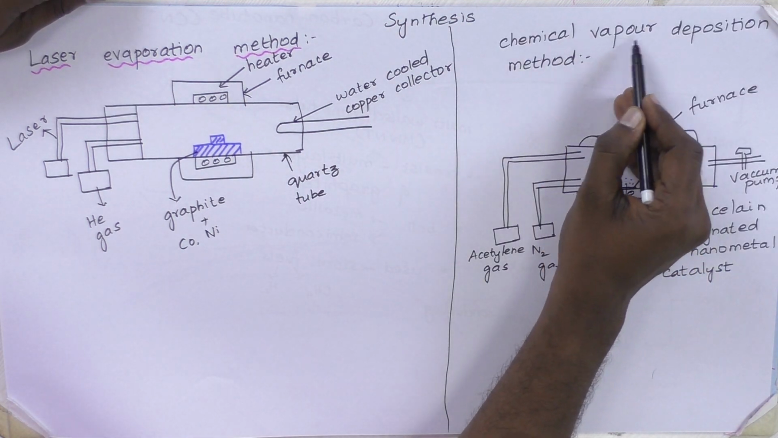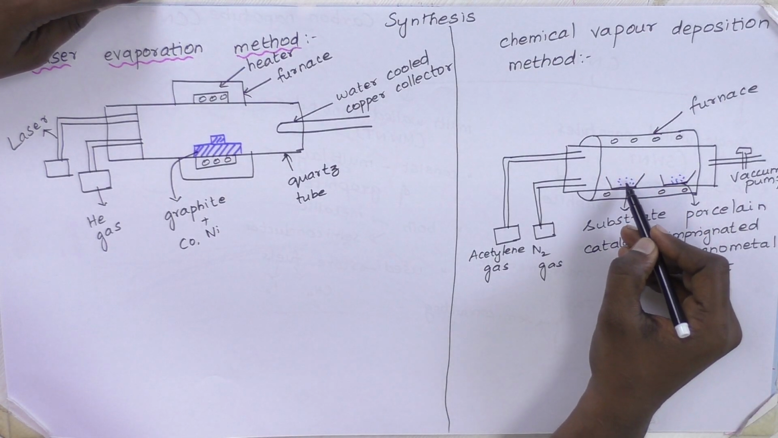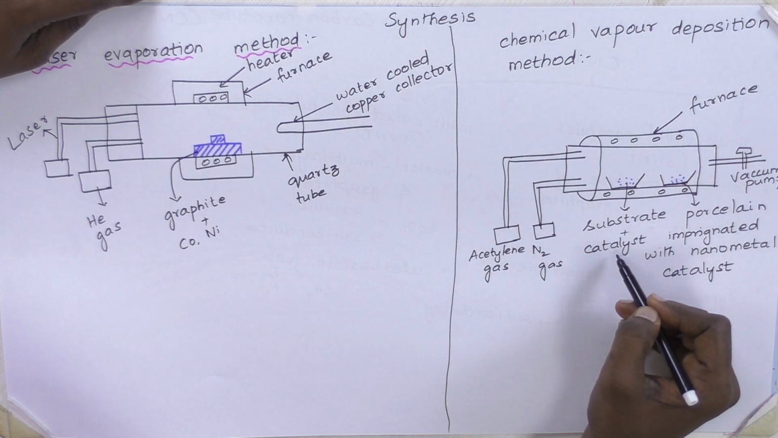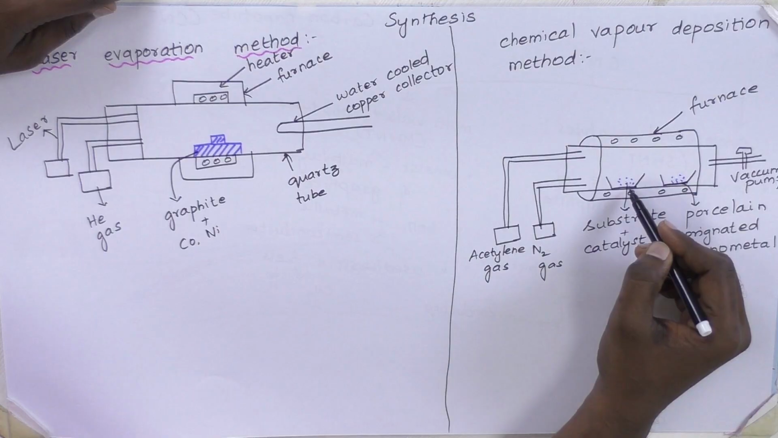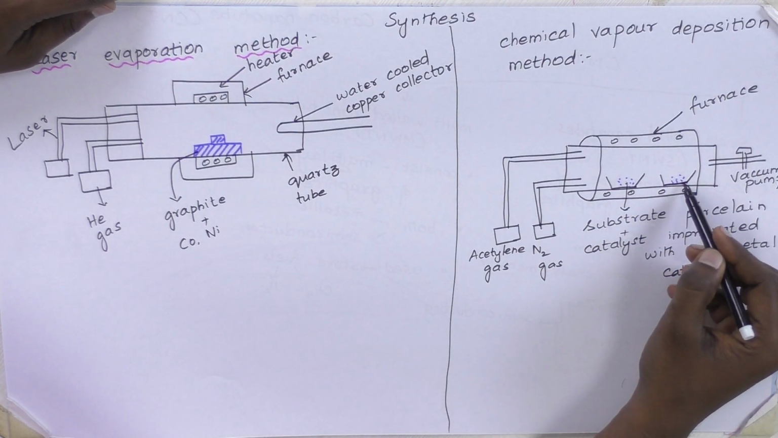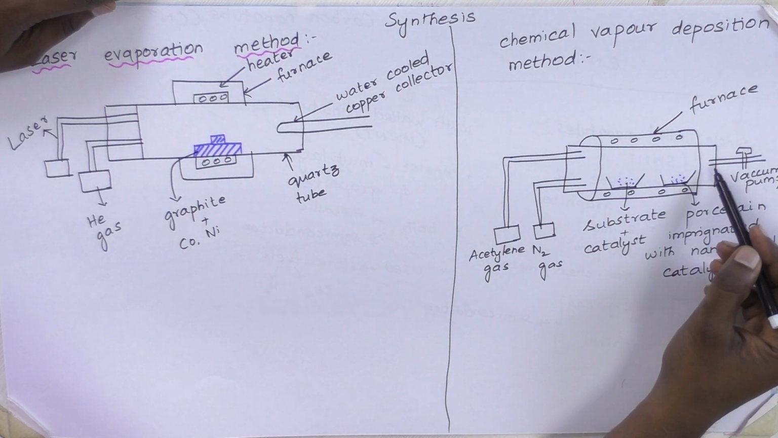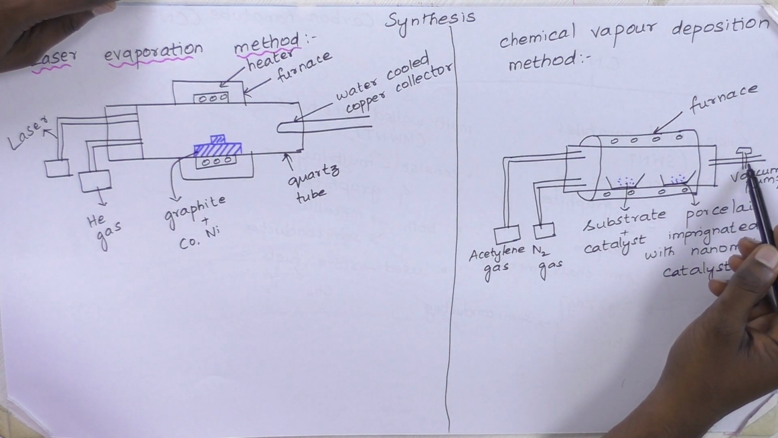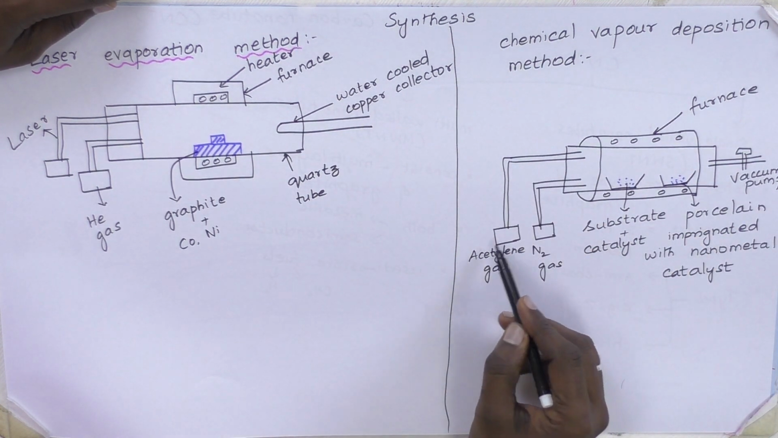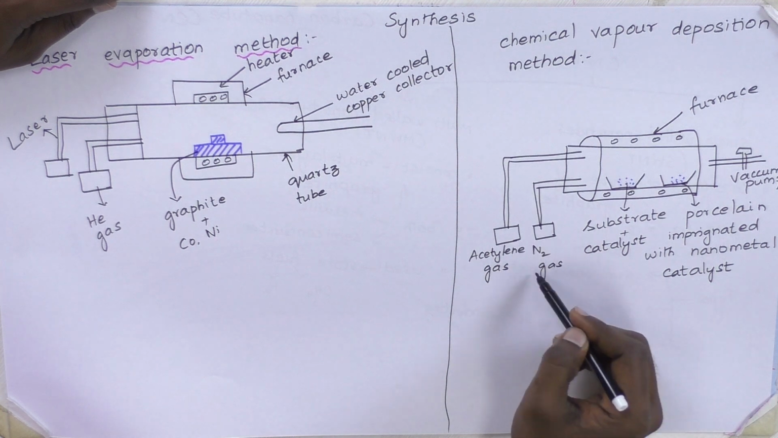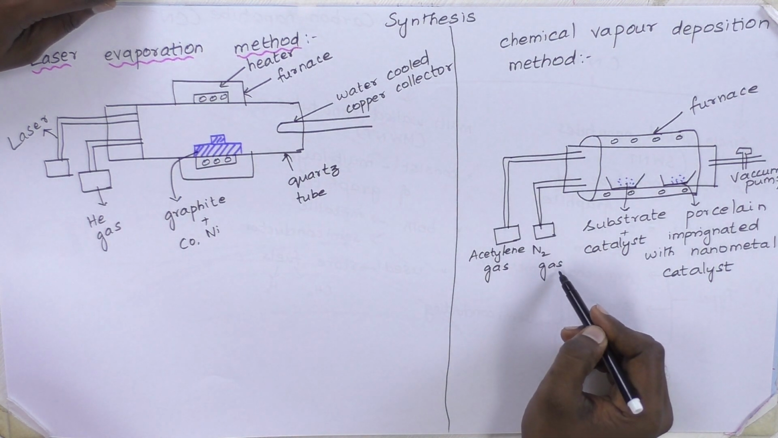Next method is the chemical vapor deposition method. A solid substance is converted into vapor and deposited on the surface. That is called chemical vapor deposition. Here the substrate is placed along with iron, cobalt, nickel nanoparticles as a catalyst. It is kept on a porcelain boat which is impregnated with a nanocatalyst. One side of the quartz tube is connected with a vacuum pump and the other side is connected with acetylene gas and nitrogen gas. Here nitrogen acts as a carrier gas.